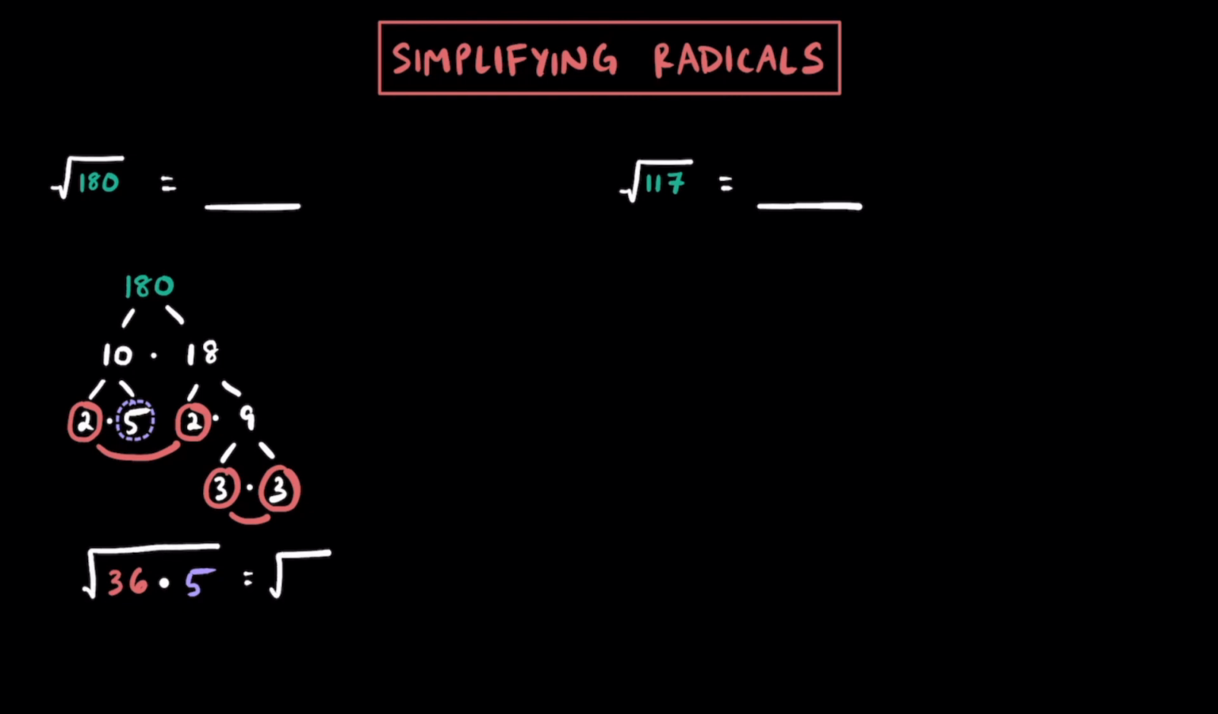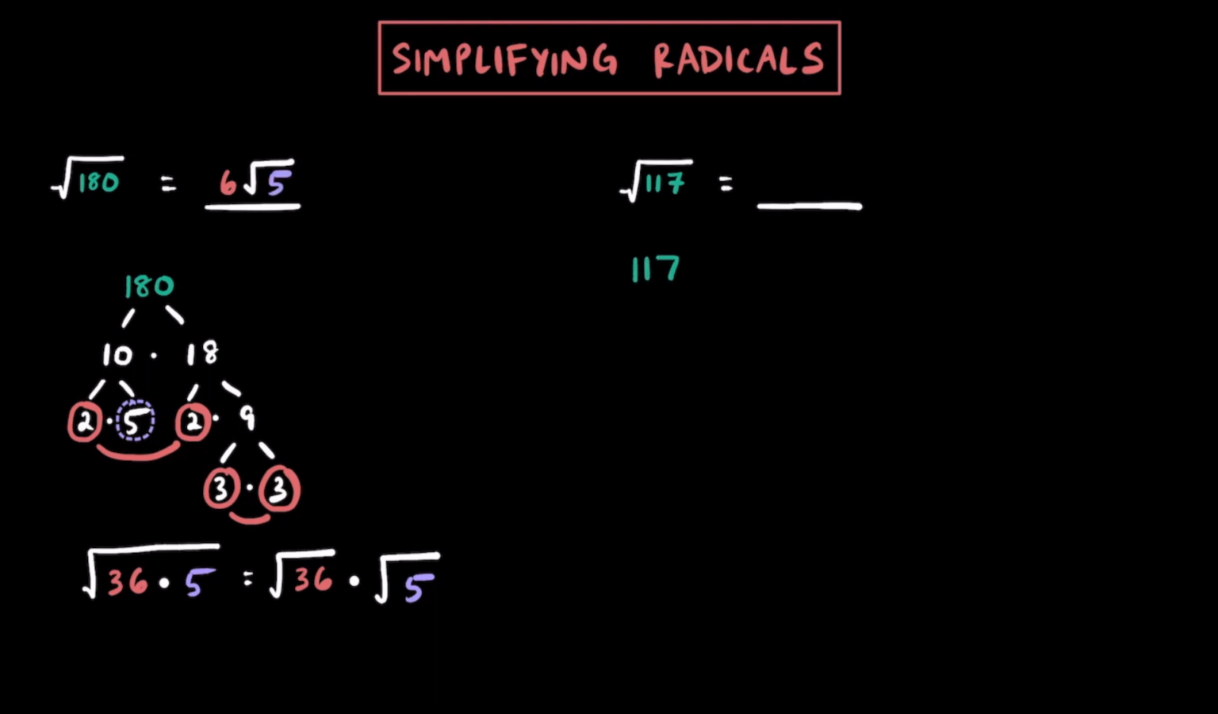Based on this, we can rewrite the square root of 180 as the square root of 36 times the square root of 5. Keep in mind that whenever you multiply a perfect square by another perfect square, like 4 and 9, we always get another perfect square, like 36. Simplifying the square root of 180, we get 6 root 5.